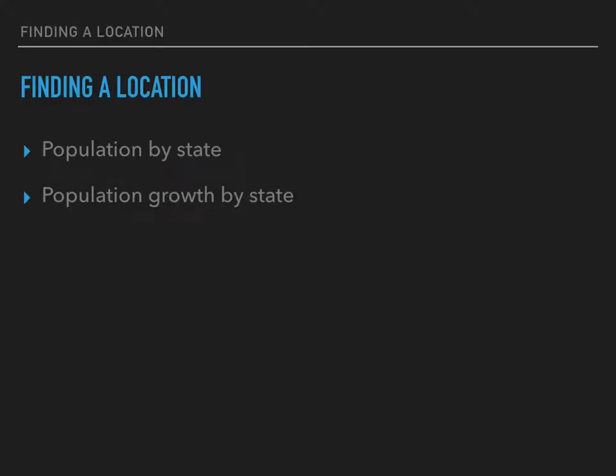So the first thing we want to look at is finding a location. What we're going to look at is population by state and population growth by state from the Census Bureau.